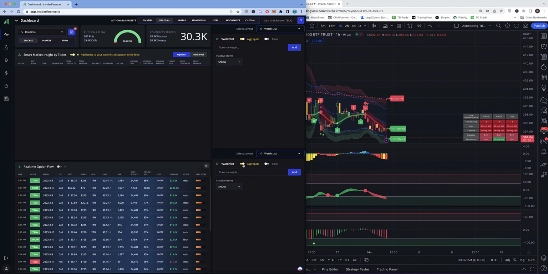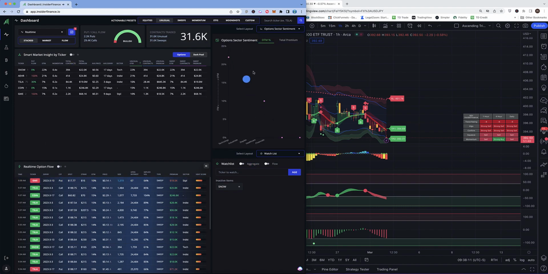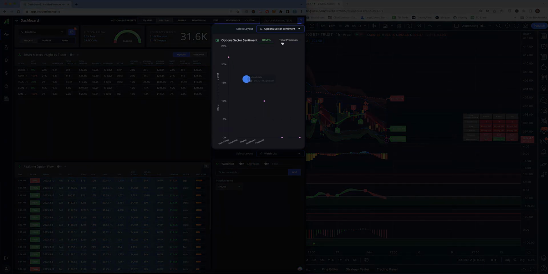Alternatively, you can click the star slider on each box to filter the Smart Market Insight and the real-time data flow by your watch list. Another helpful feature is the Option Sector Sentiment, found in the drop-down menu from the top right widget. I use this to get a sense for which sectors are trading with the highest volume. Again, this helps in not trading against the market.